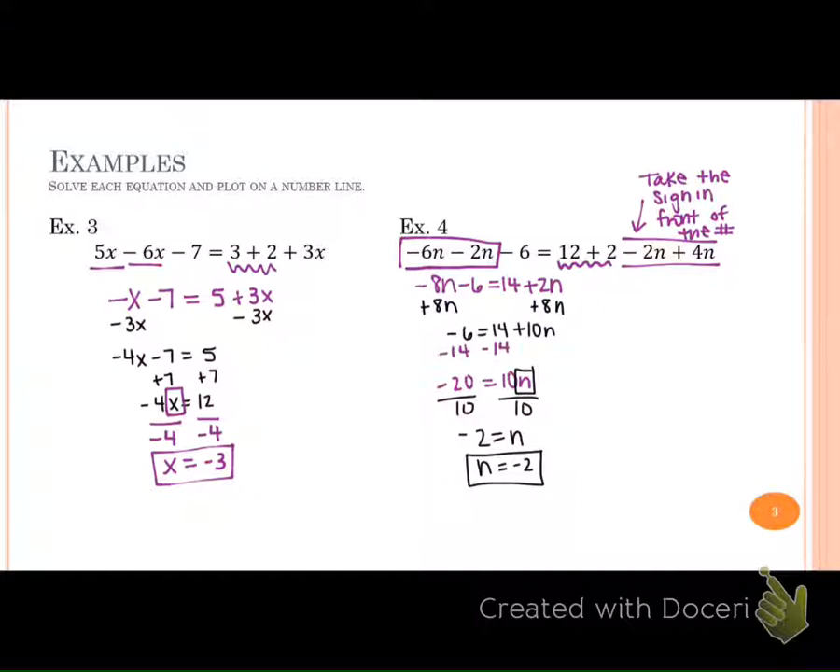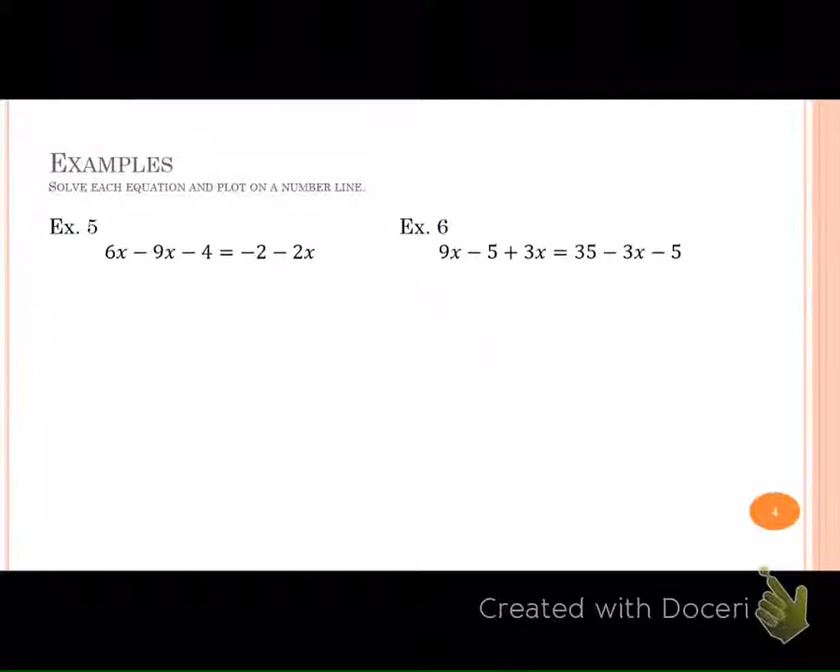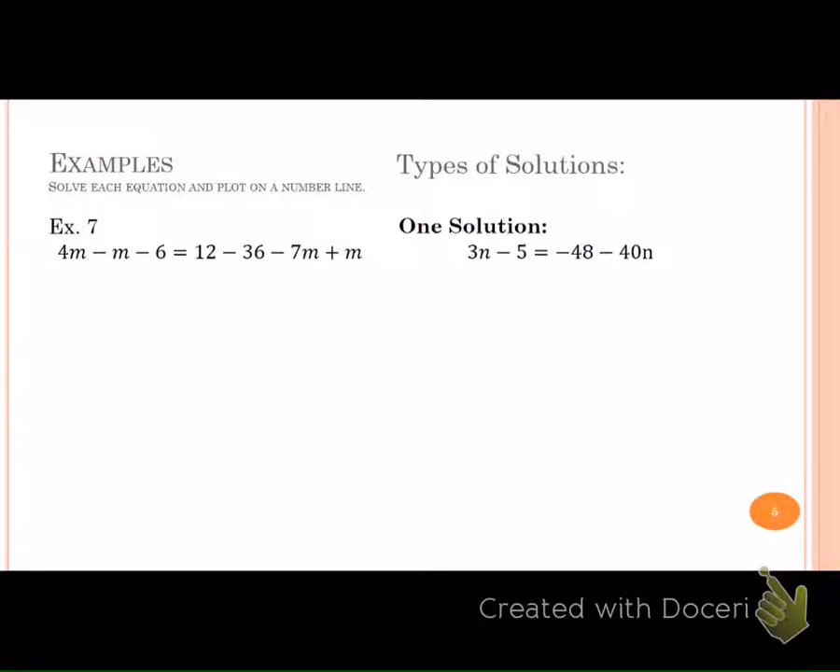Okay, we're gonna move on. I know some of you aren't finished, but at least I was able to help some of you guys with the little things that you were doing. I'm gonna skip example 7. We're gonna go on to the one solution example.